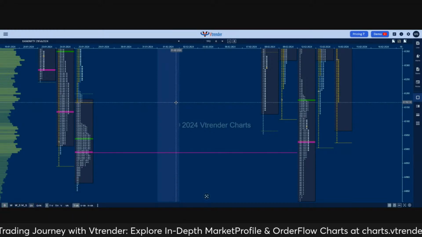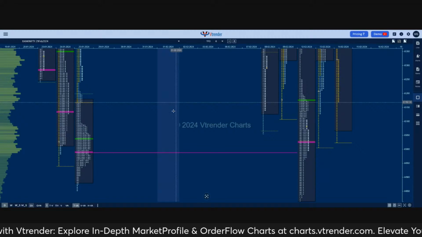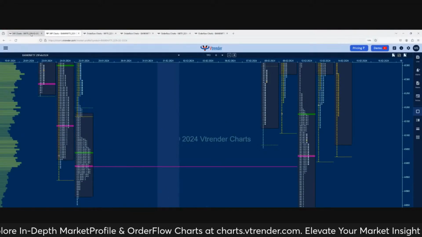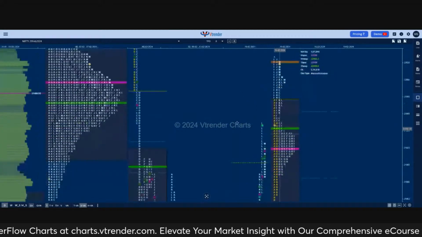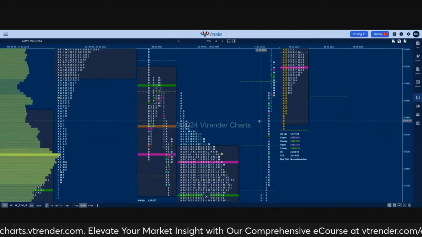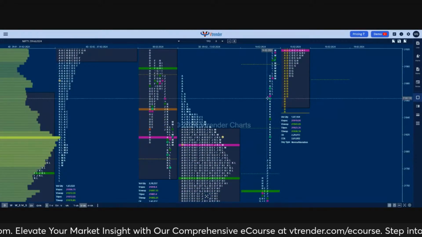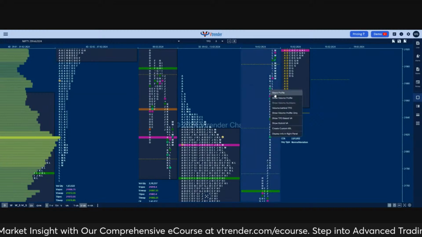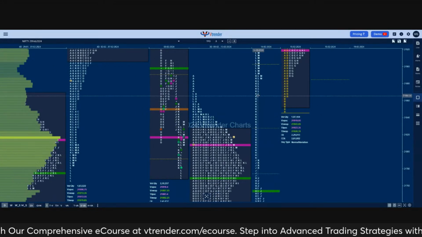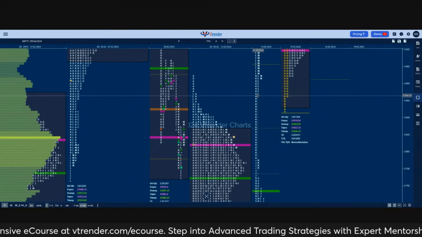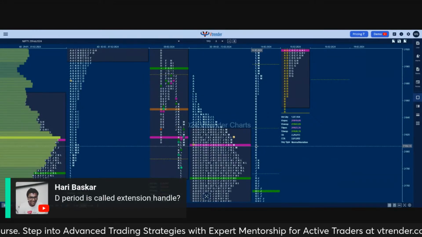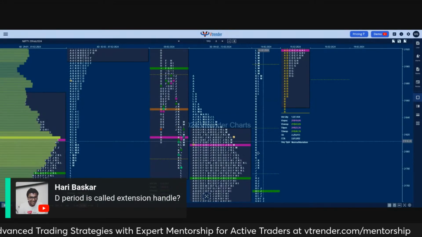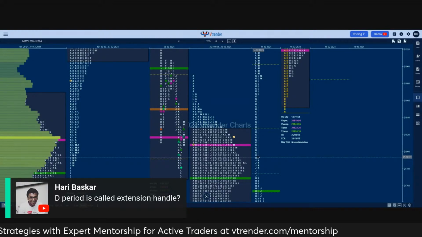Singles is a zone where you have only one single TPO running on the market profile chart. So if we look at the profile chart of 14th of February, and if you split this, even if you don't split it, you can see that you have only the K period from this 21864 to 21790. So you have only one row of the TPOs. So that is called as singles.